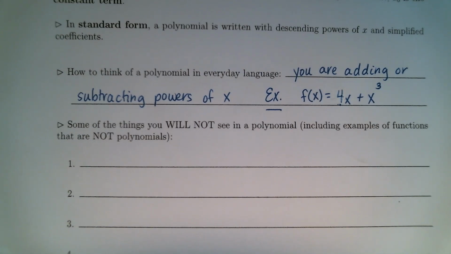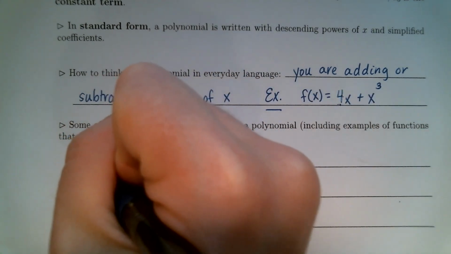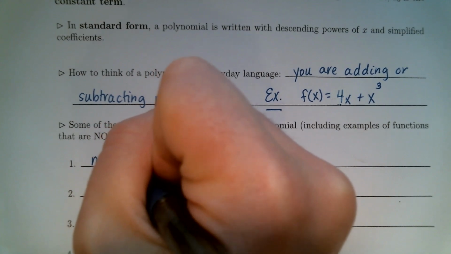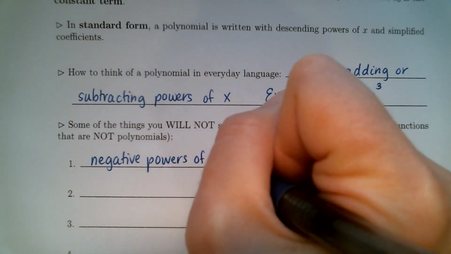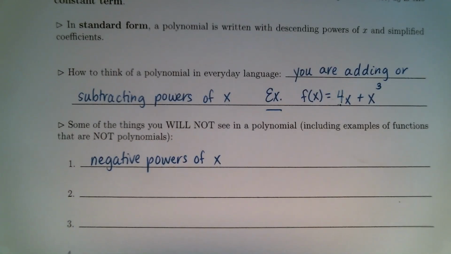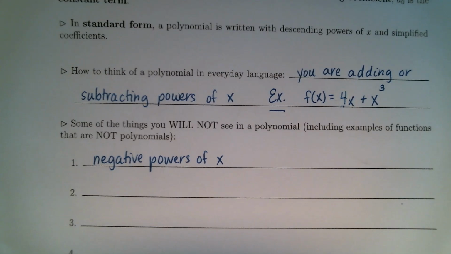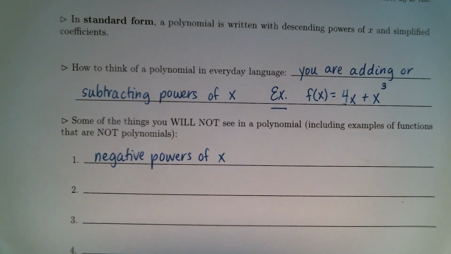So things you're not going to see: you're going to be adding or subtracting powers of x, but you're not going to see negative powers of x. And remember, your variable may not be x. It could be some other variable, but generally we talk about x. So you're not going to see negative powers of x.